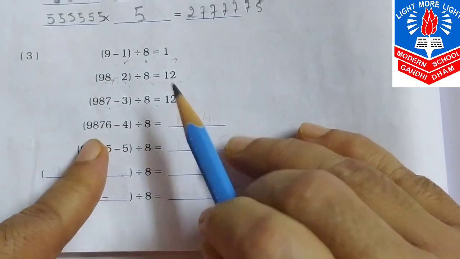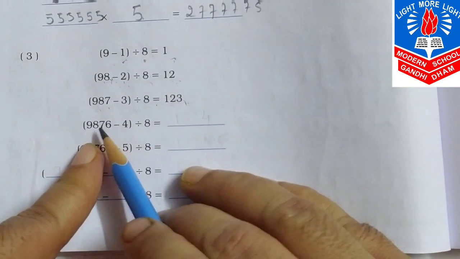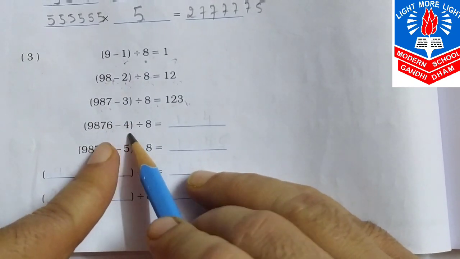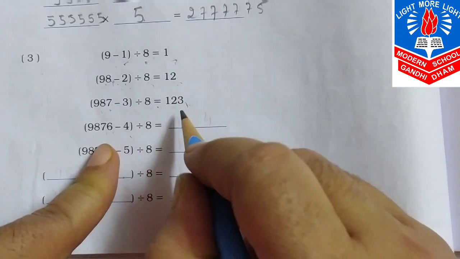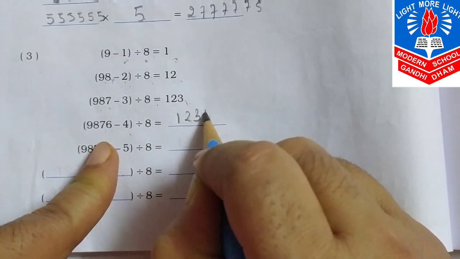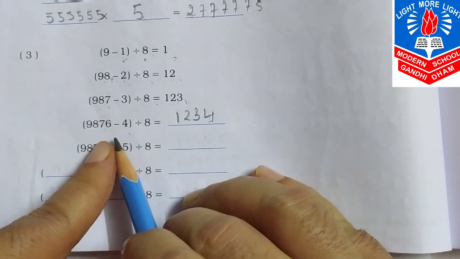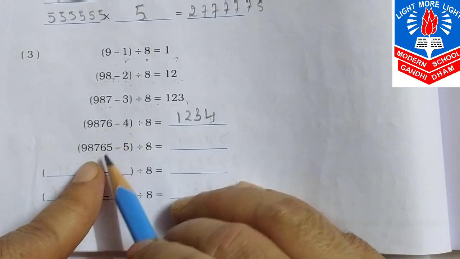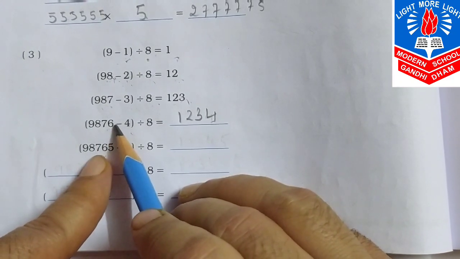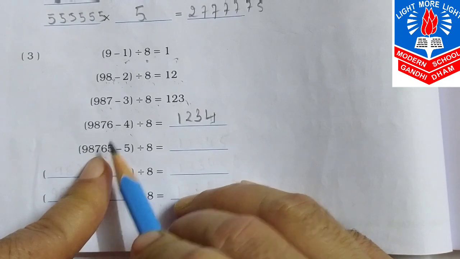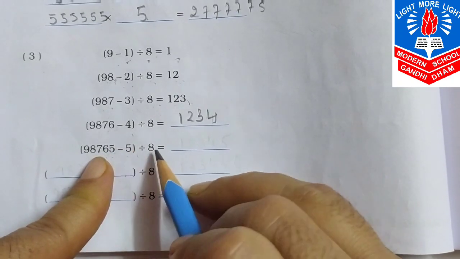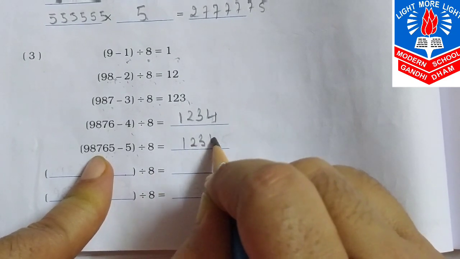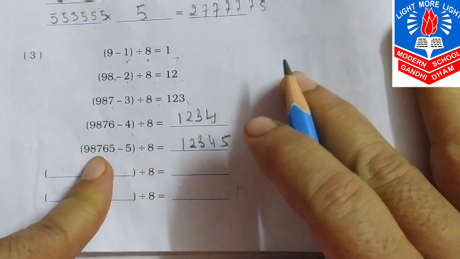ओके, सो फिर इधर 9 8, इधर here is 7, then 6 minus 4 divide by 8. So here is 1 2 3 4. ओके, देन 9 8 7 6, इधर 6 तक लिया था, फिर एक नंबर का माइनस 5 minus 5 divide by 8 is equal to 1 2 3 4 and here is 5.